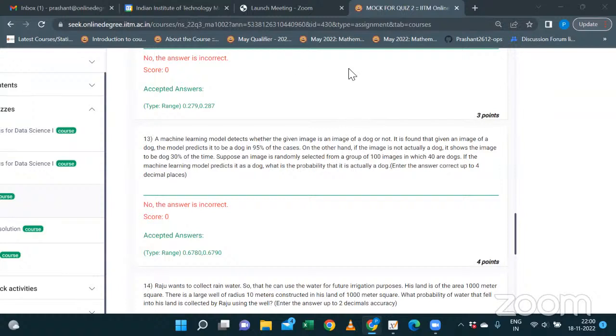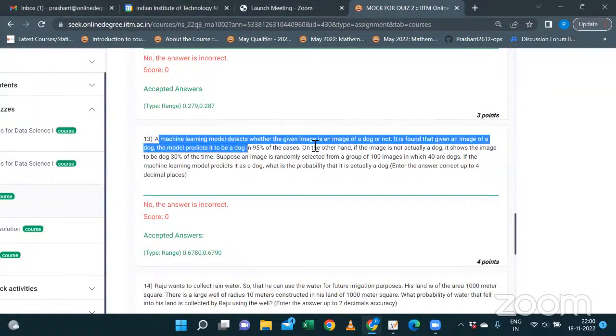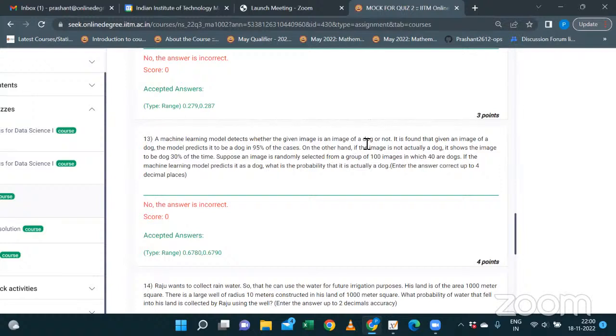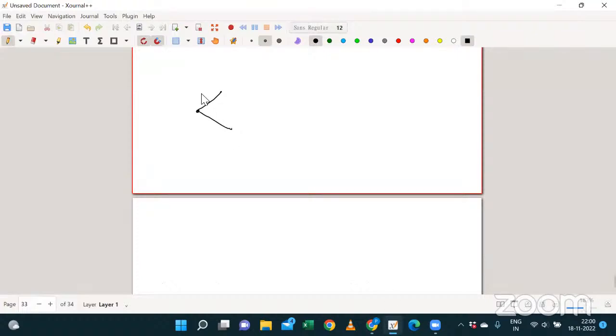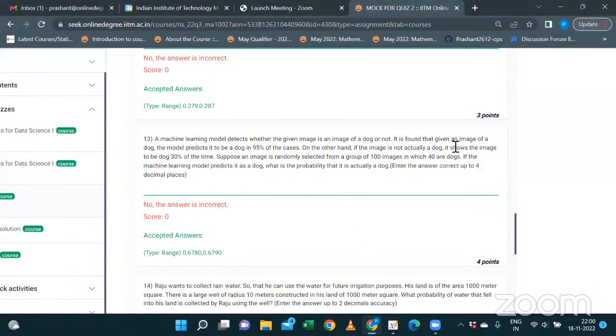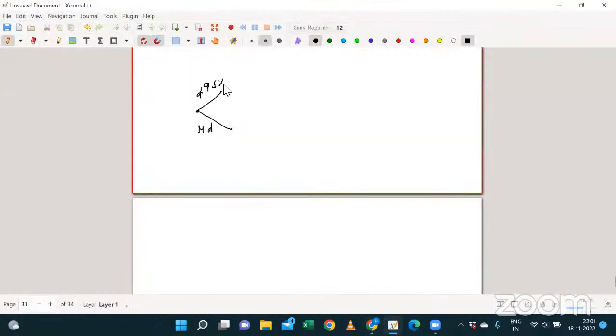For a tree diagram, how do we do that? Okay, so you tell me what is given to us. A machine learning model detects whether the given image is an image of a dog or not. So we have to find whether it is a dog or not. Suppose this is dog, not dog. It is found that given an image of a dog, the model predicts it to be a dog in 95% of cases. So 5% will be wrong.